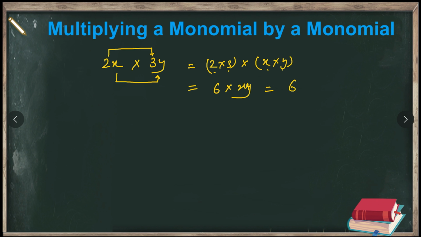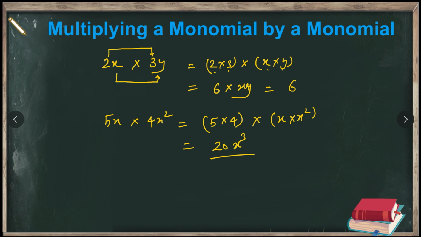Take another example. Suppose we have a monomial 5x and we are asked to multiply this by 4x square. First we'll multiply the number by the number, that is 5 into 4, and then we'll multiply the variable, that is x multiplied by x square. 5 multiplied by 4 gives us 20, and x into x square results in x cube. So this is the answer for this multiplication. This is how we multiply a monomial by a monomial. I hope you understood. Simply, you first multiply the number by the number, then you multiply the variables.